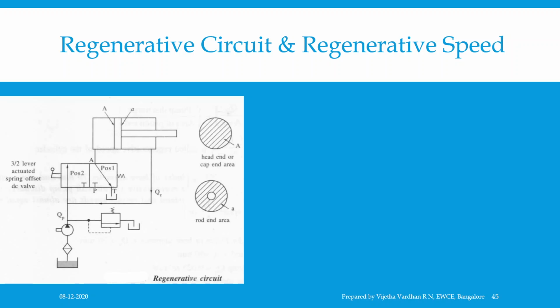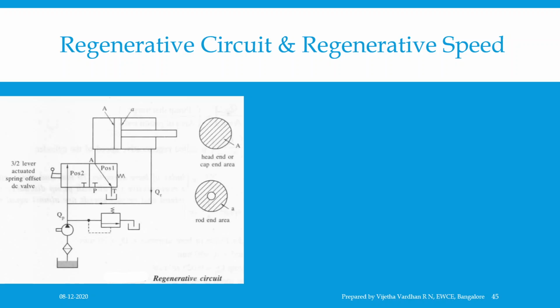Now, the figure shows the regenerative circuit of a double acting differential type cylinder using a 3 by 2 DC valve. In this case, the return oil QR from the rod end of the cylinder is added to the discharge QP of the pump, which you can see in the figure very clearly. This makes the total input to the head end or the cap end side of the cylinder, designated by QT, where QT is nothing but QP plus QR together reaching the cylinder extension side. This results in an increase in the speed of the extending stroke of the cylinder.